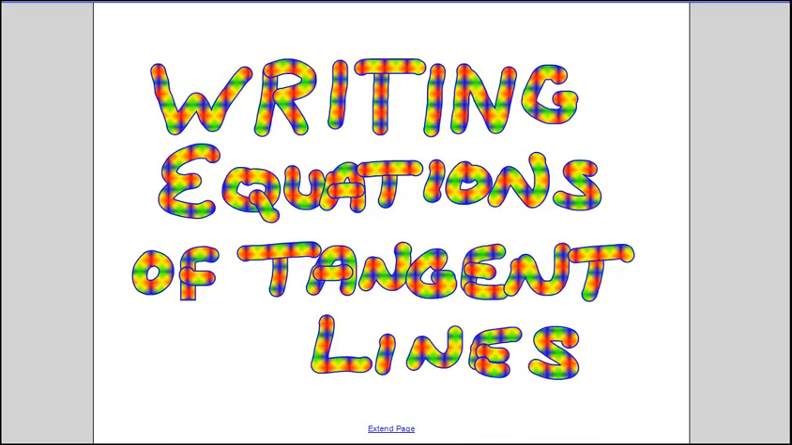This is Mr. T with another tutorial. Today we are going to investigate writing equations of lines that are tangent to some curve. This is one of the fundamental things that calculus was developed for. So let's get into our presentation.